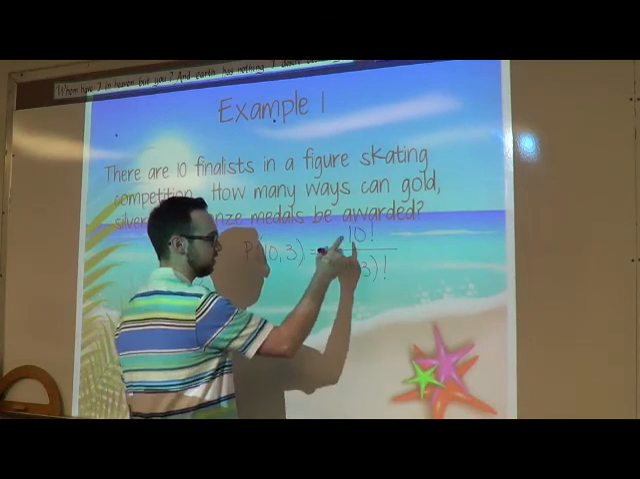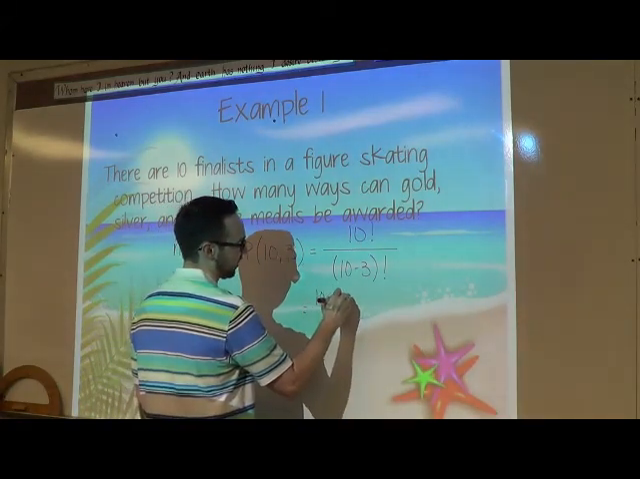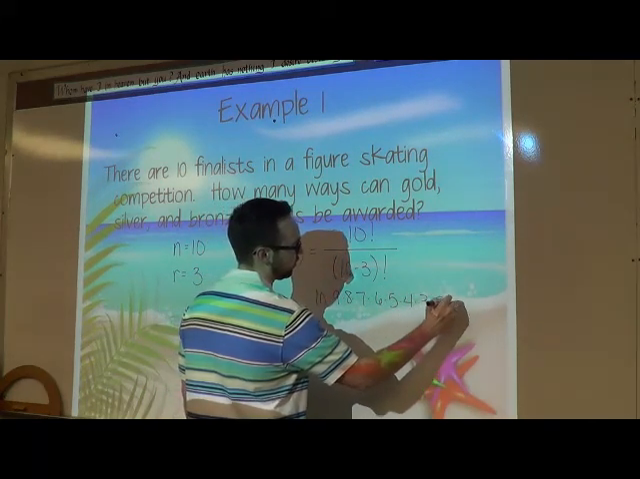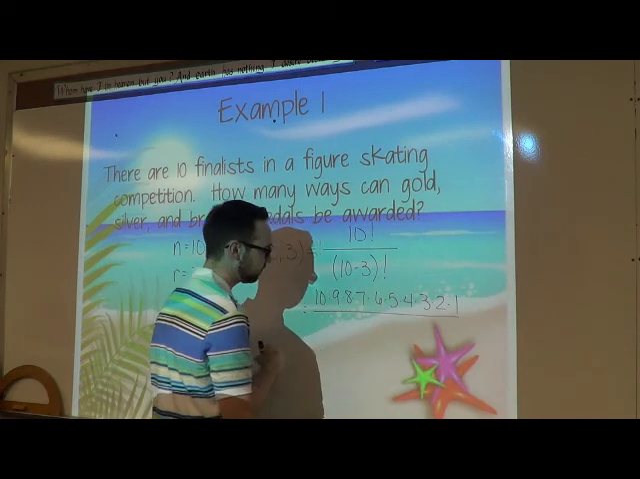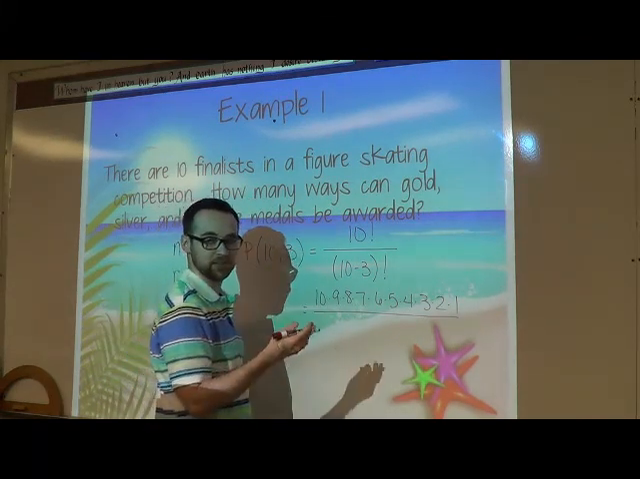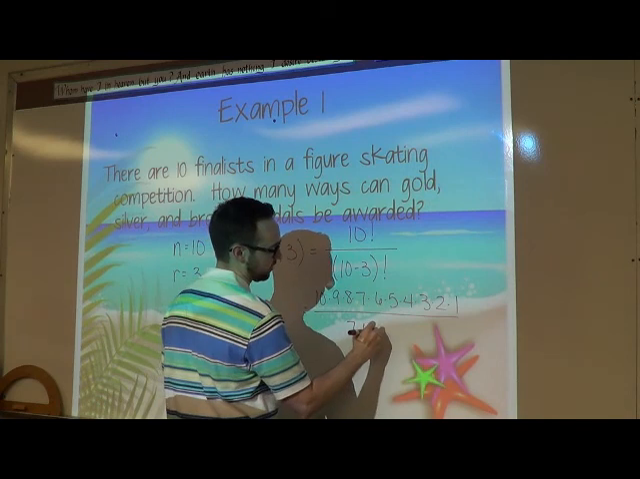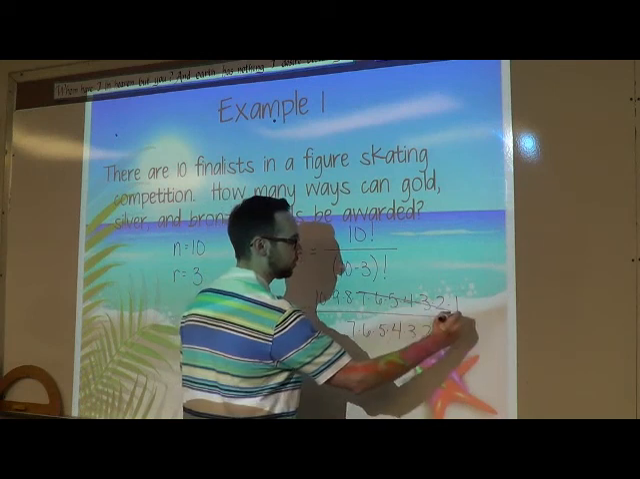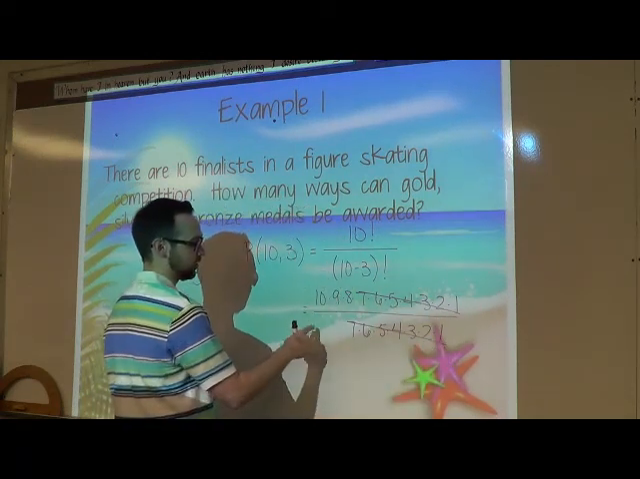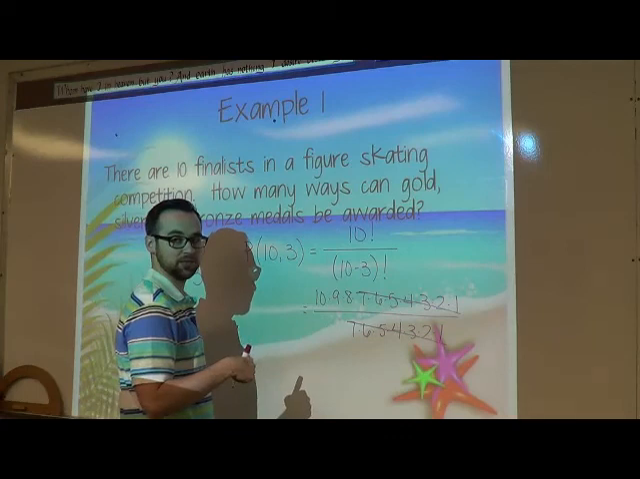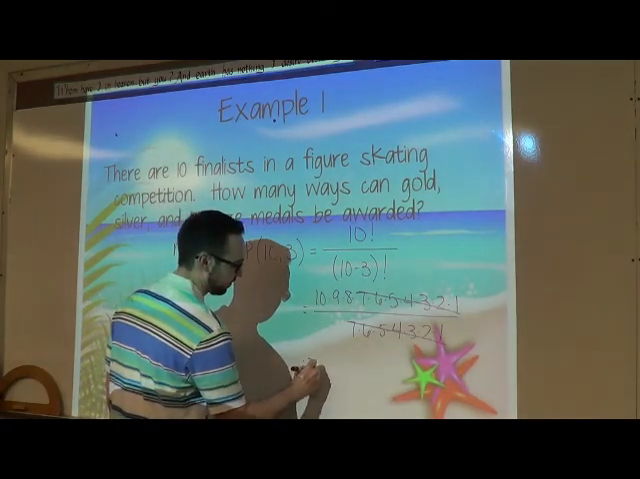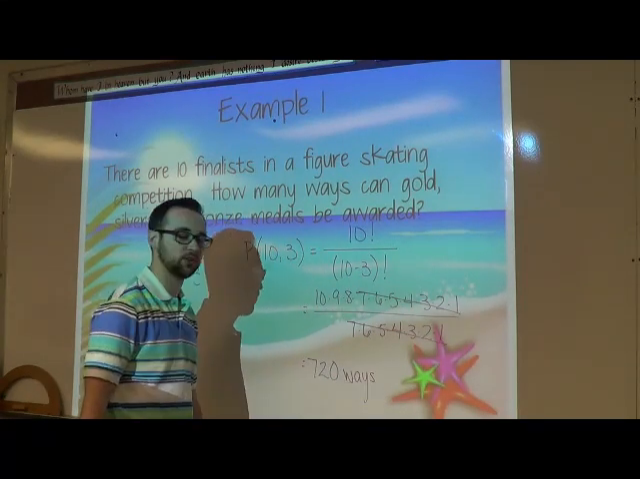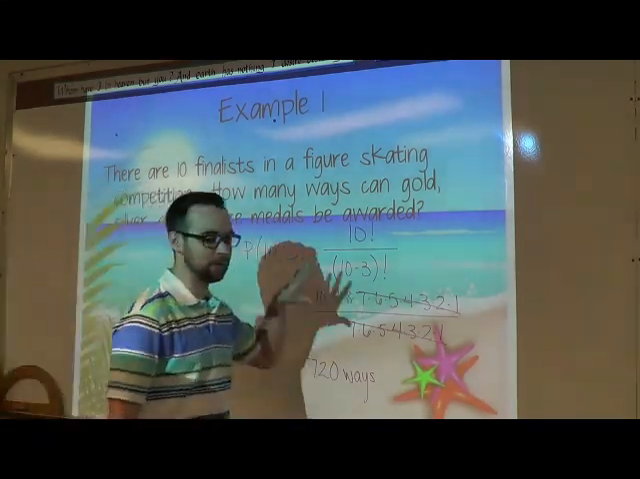Now, you could do this on the calculator. You could do this by hand. 10 factorial, remember, is 10 times 9 times 8 times 7 times 6 times 5 times 4 times 3 times 2 times 1. 10 minus 3 factorial is 7 factorial, so we have 7 times 6 times 5 times 4 times 3 times 2 times 1. Notice this will all cancel with this, so we're really just left with 10 times 9 times 8. Well, 9 times 8 is 72, times 10 is 720 different ways that you could arrange 3 people out of 10.